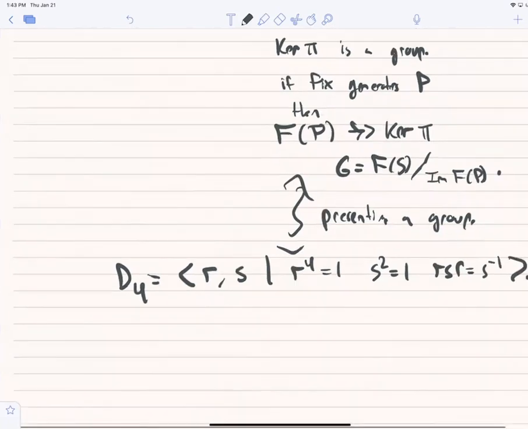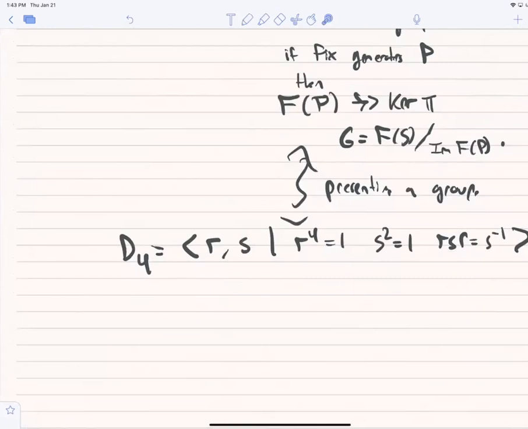And so what that is really saying is that these two elements... so this is supposed to be D8, the dihedral group on 8 elements. So what this is saying is this dihedral group on 8 elements is generated by these two elements R and S. So we have a surjection from the free group on 2 elements.